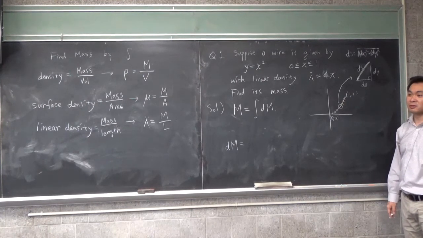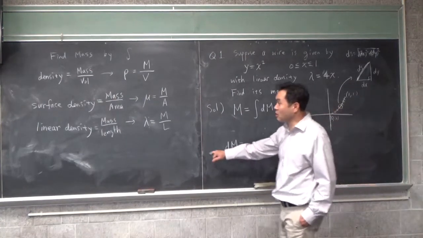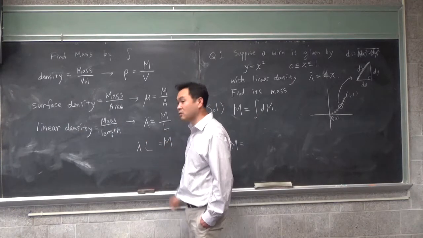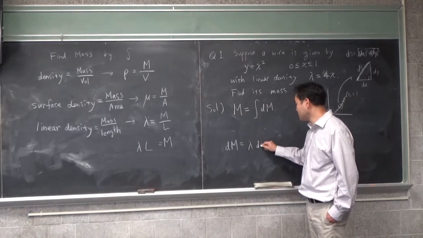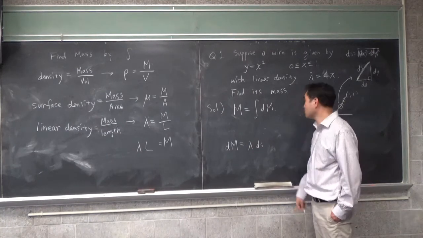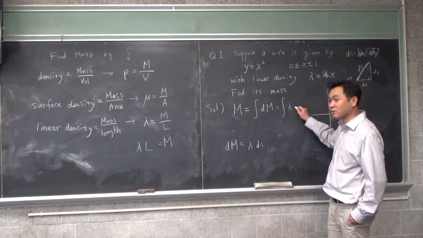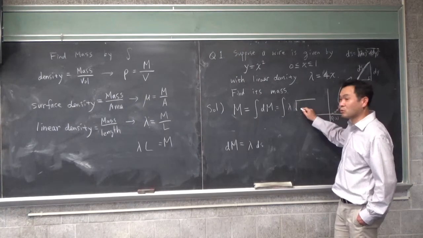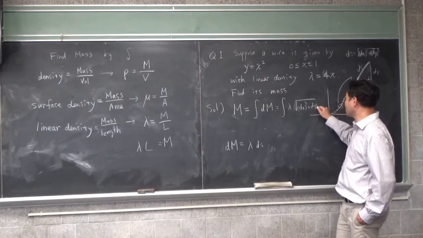Well, if we find the length and we have the lambda, then we would just multiply lambda times the length. Yes, that's exactly what you do, right? What is mass if you have linear density? Mass is lambda times length, right? So you have lambda times ds. So that's what you put here. Lambda times ds. But what is ds? That's square root of dx squared plus dy squared, right?